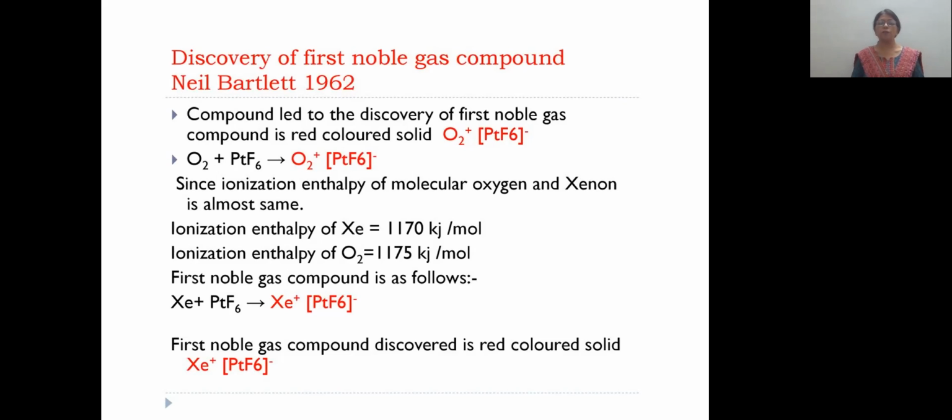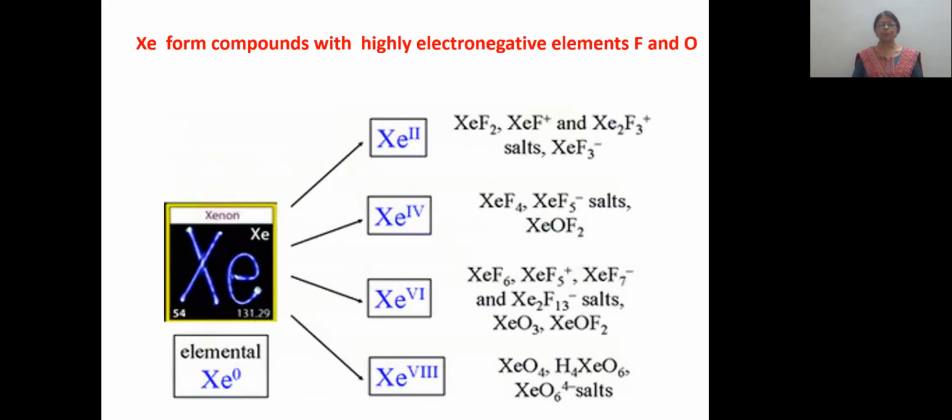He prepared the first ever compound of the noble gases, that is XePtF6. And it was a red colored solid. So if you get the question in your board exams, who prepared the first compound of the noble gas, then your answer is Neil Bartlett. And name the first compound of xenon or the noble gases, it is XePtF6.